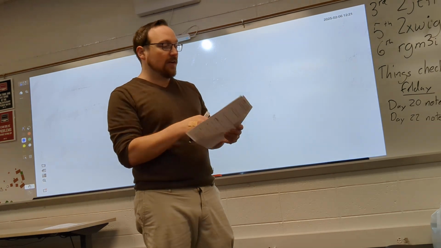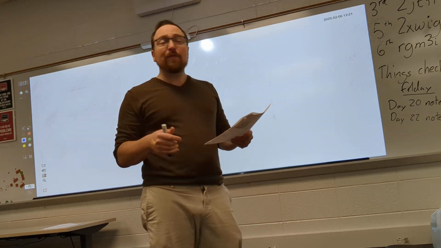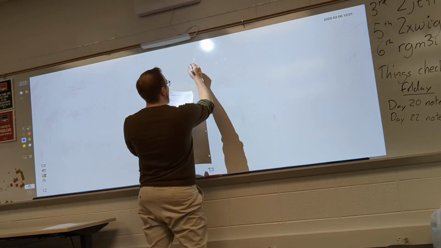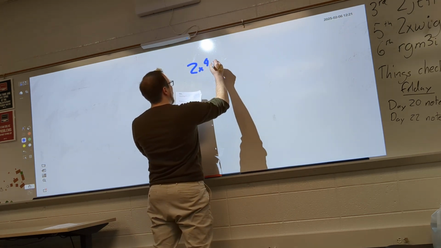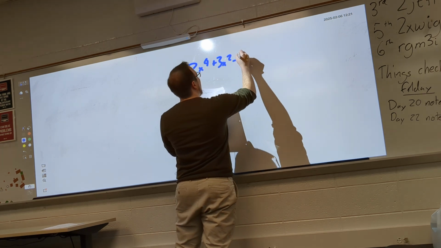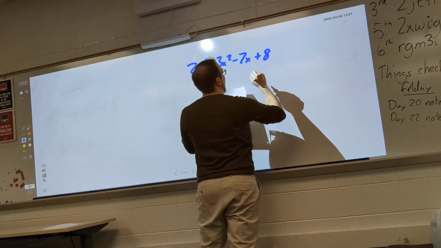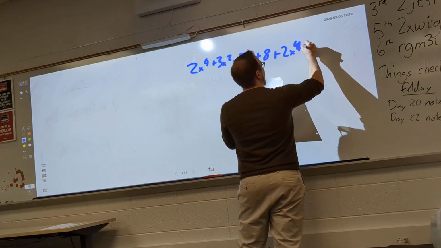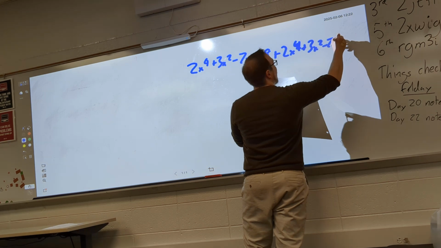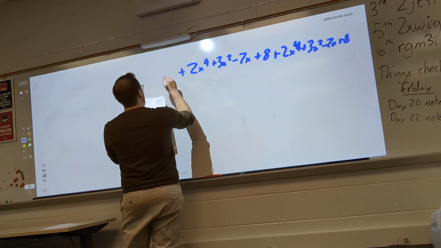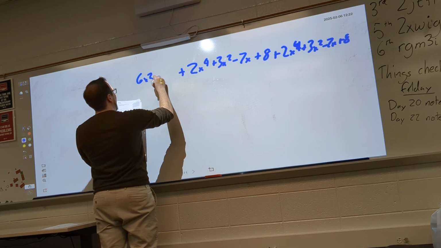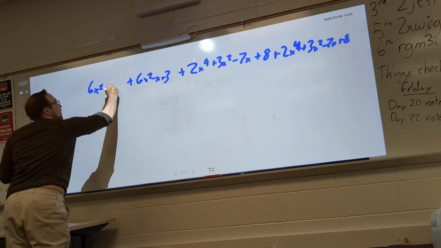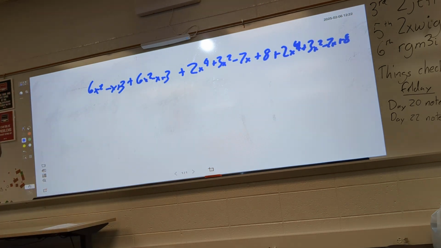Okay, I'm assuming that you paused and you're done. So, what we found for perimeter is that we need to add up all the sides. So what that's going to look like is 2x to the 4th plus 3x squared minus 7x plus 8, plus 2x to the 4th plus 3x squared minus 7x plus 8, plus 6x squared minus x plus 3, plus 6x squared minus x plus 3. Woo! A lot of math on this one.